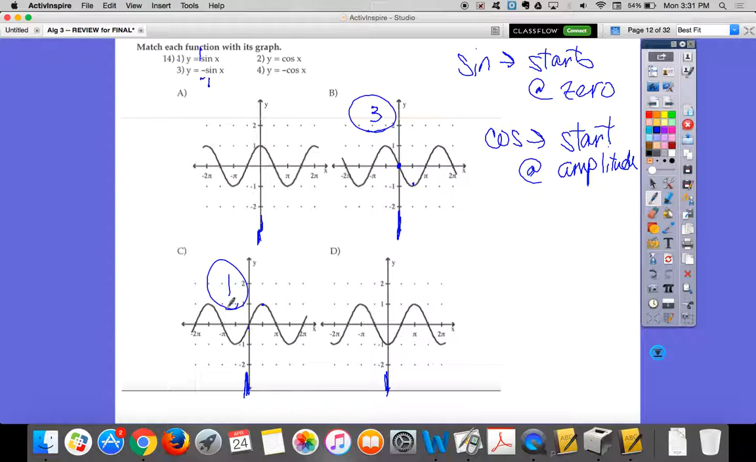Number 1 and C match. Now, cosine, remember, it's going to start at the amplitude, and then it's going to go to 0. So number 2 says amplitude is 1. Which one starts at +1? Well, that's A. Which one starts at a -1? Right here. That's D. So that one's number 4.